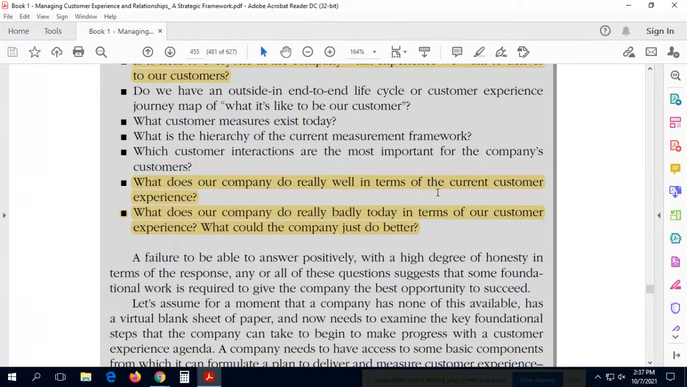What does our company do really well in terms of current customer experience? What does our company do really bad today in terms of our customer experience? What could the company just do better? Like for example, the example Lewis gave.